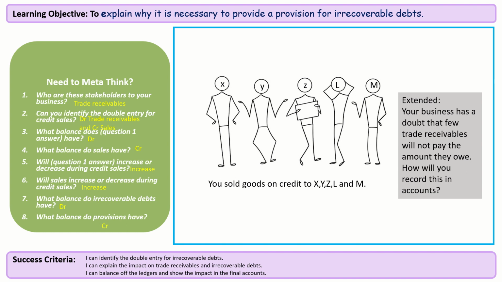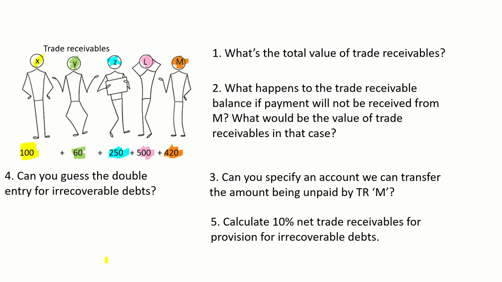Extended question. Your business has a doubt that a few of the trade receivables will not pay the amount they owe. How will you record this in accounts? You prepare a provision for irrecoverable debt account. X, Y, Z, L and M are trade receivables. X owes 100, Y 60, Z 250, L 500 and M 420.